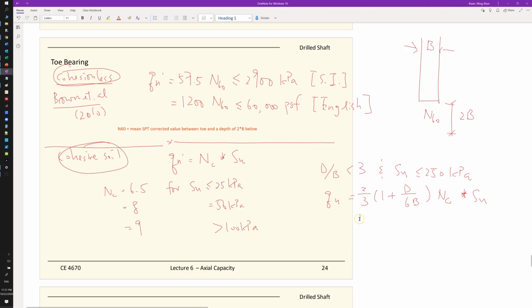So the S sub U here, the undrained shear strength, will be the average undrained shear strength of soils between the toe and 2 times the width below. So that is pretty much the toe bearing for drilled shaft. Actually, for drilled shaft, you bear with much higher uncertainty than driven piles when it comes to the toe bearing estimations.